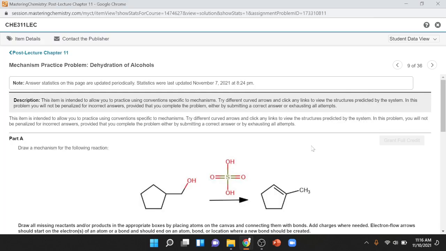Okay, so draw a mechanism for the following reaction. So we have the overall reaction, right? And now we just need to figure out a mechanism for it, right? Okay, fantastic.